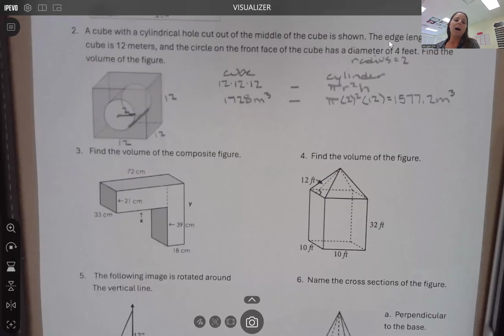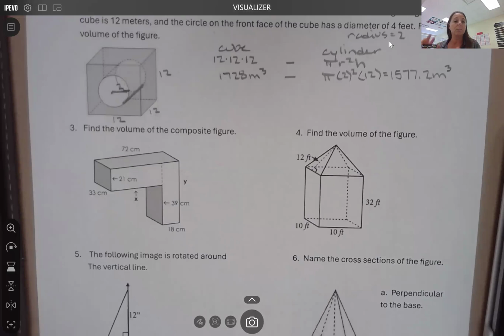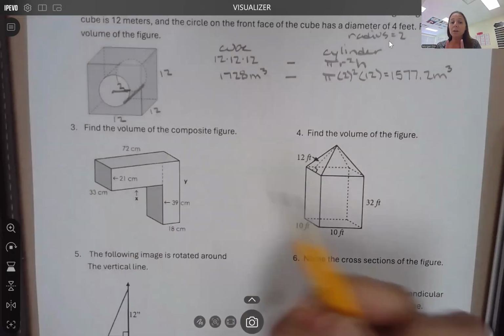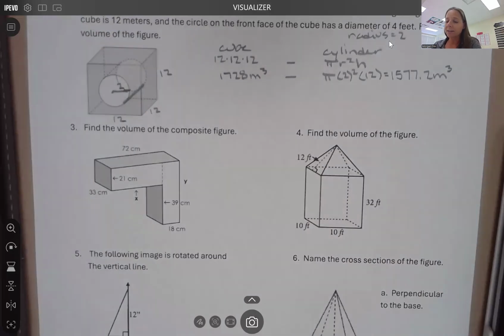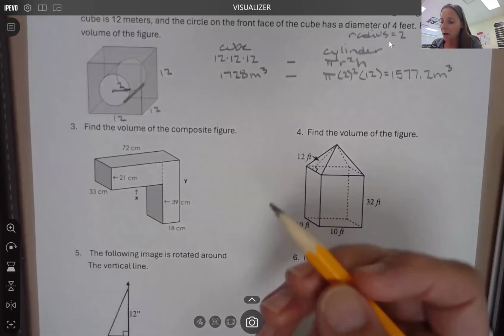Find the volume of the composite figure. Composite figures, all of these right here are composite figures when they're made up of more than one object. Here, we've got two rectangular prisms. All right, we just need to add them together. Now, you need to divide it. Now, there were some X and Y's that this picture gave. We don't have those values. Just think about it for a second.